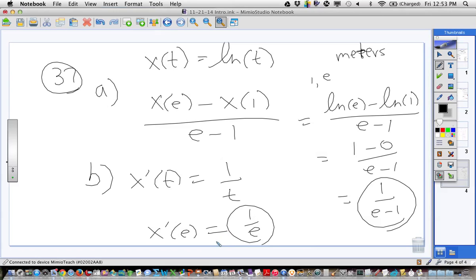Now what we used to do is pick 2 really close points. Remember that? We picked 2 really close points, but that was before we knew our shortcuts. That was before the definition of the derivative. Right?